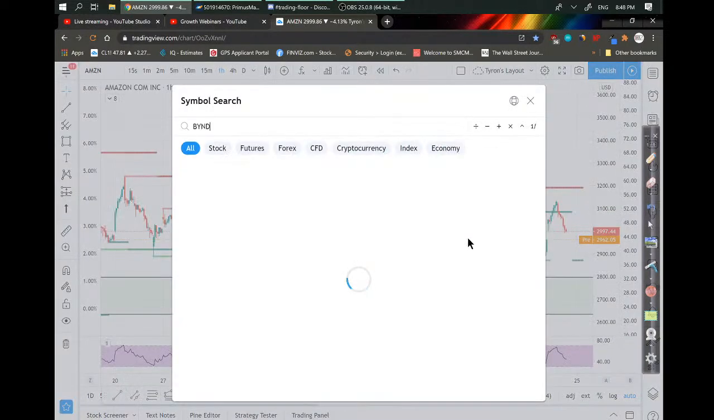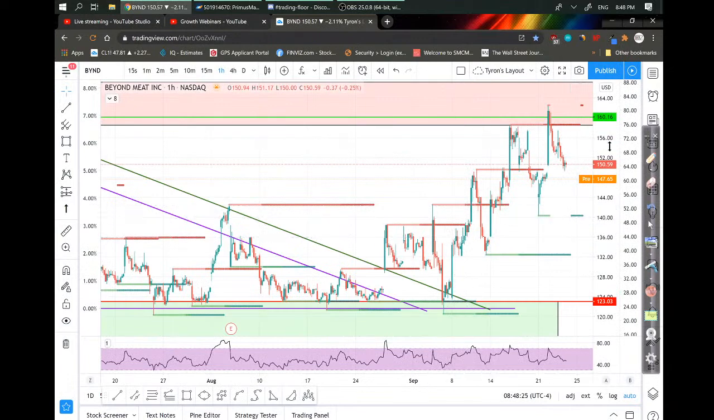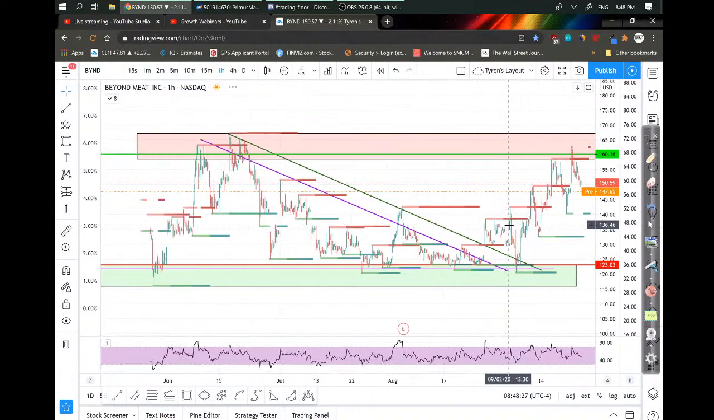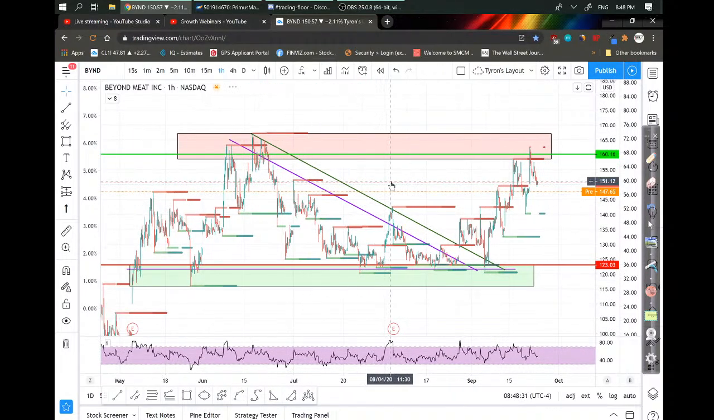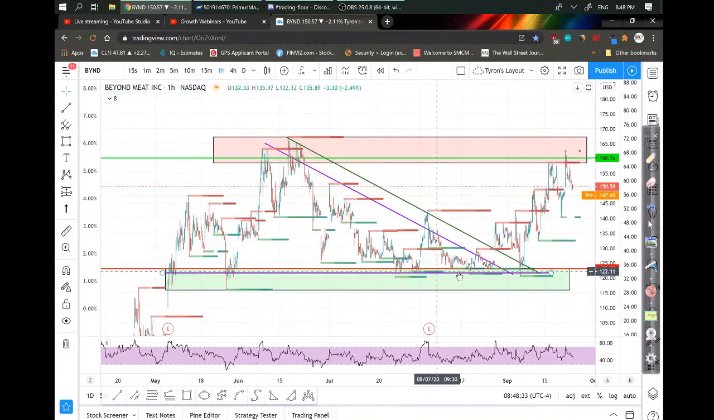Well, actually, it's better if they're like long wicks, so I can really show. Okay, so here's another one here, right? This is a pretty clear one with beyond here, right? Look at this over here. You can see a clear demand zone on the bottom here.